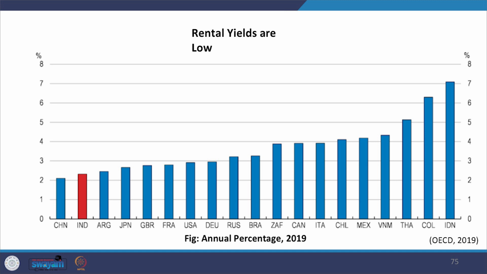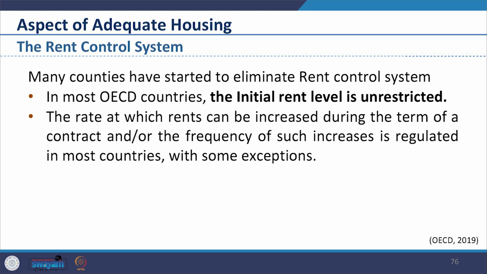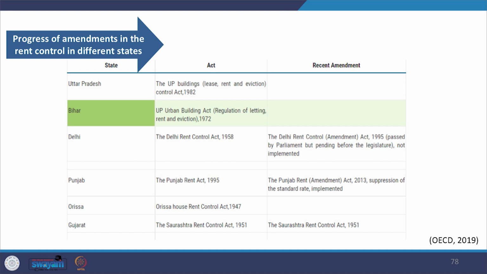The OECD survey suggests that the reason for the small rental market in India is partly due to low rental yields in major cities compared to other emerging economies and OECD countries or other forms of investment, mostly due to strict rent controls. Many countries have started to eliminate rent controls. In most OECD countries, the initial rent level is unrestricted. However, the rate at which rent can be increased during the term of the contract and the frequency of such increases is regulated in most countries, with some exceptions. It is suggested that in India, the state should continue to modernize the rent control system. The progress of amendments in the rent control in different states is slow.